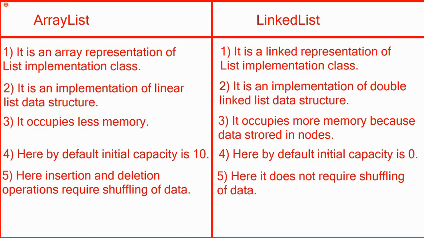There, duplicates allowed. Here, duplicates allowed. There, null value allowed. Here, null value allowed. There, homogeneous allowed. Here, homogeneous. There, heterogeneous. Here, heterogeneous. These are similar, same. But these are differences. These 5 differences are there. Now, I'll show you with the diagrams.